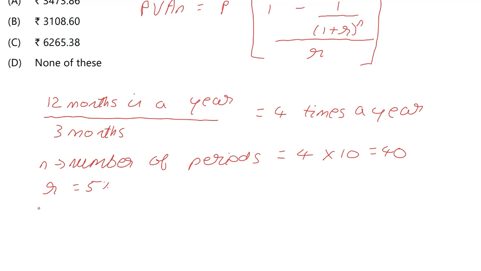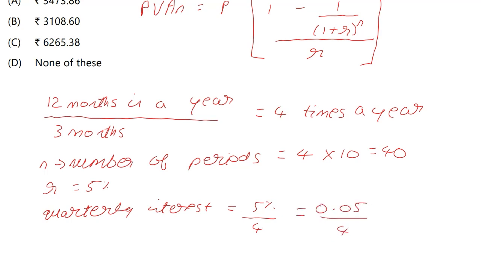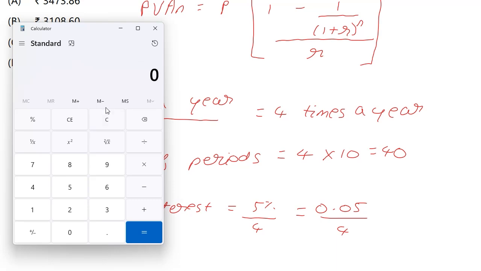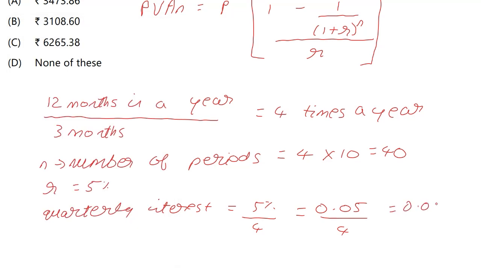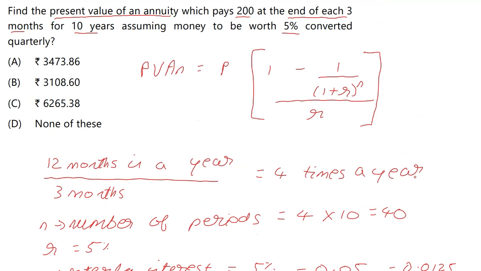So if I have to calculate the quarterly interest, I will have to take 5% and divide by 4, which is 0.05 upon 4. And now it's a good time to use the calculator. I take 0.05 divided by 4 and I get 0.0125. Having done this, I'm now in a position to substitute into the formula.